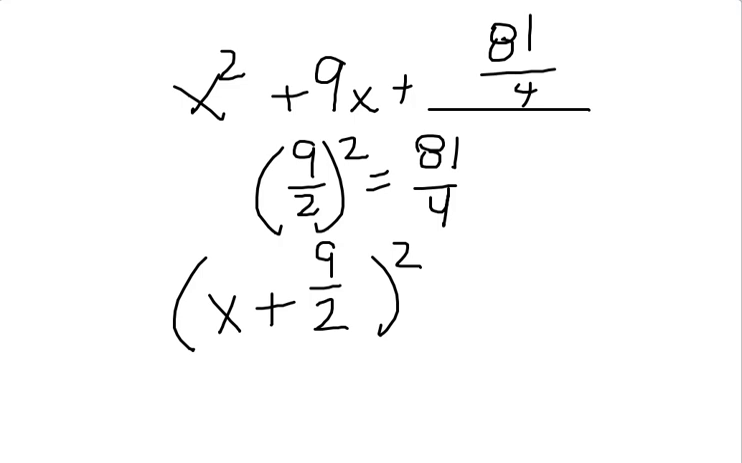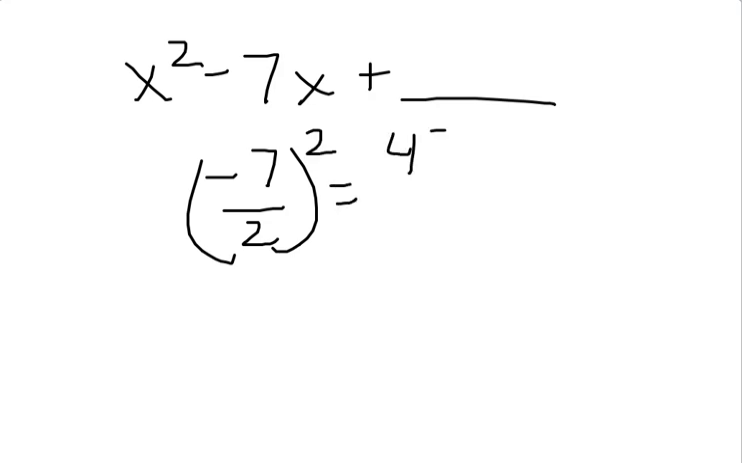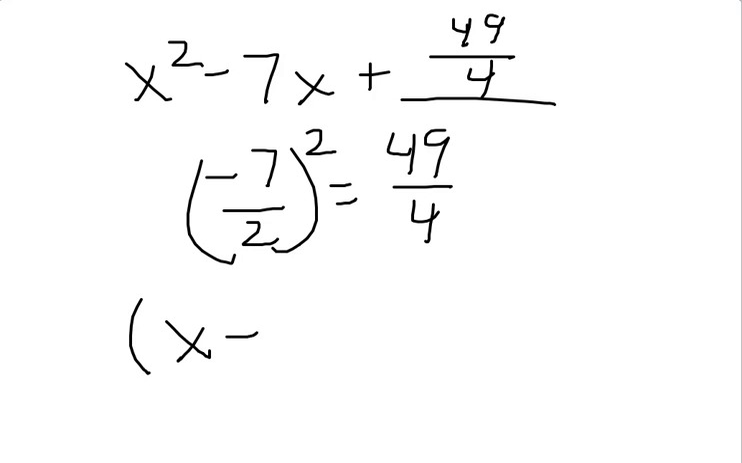Let's do another. What if I have x squared minus 7x? What do I need to do to complete the square? Well, I'm going to do negative 7 divided by 2 and square that, which gives me 49 over 4. So I'm going to put my 49 over 4 here. And down here, I'm going to have x minus 7 halves.